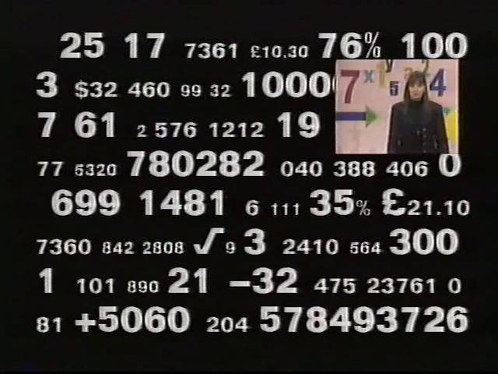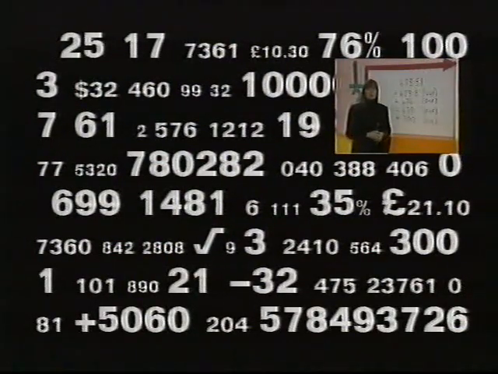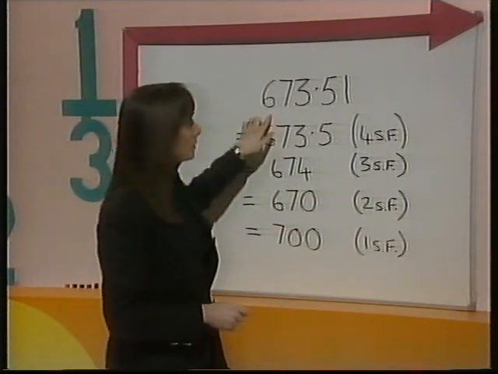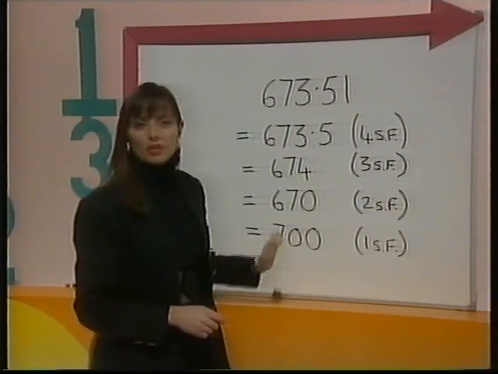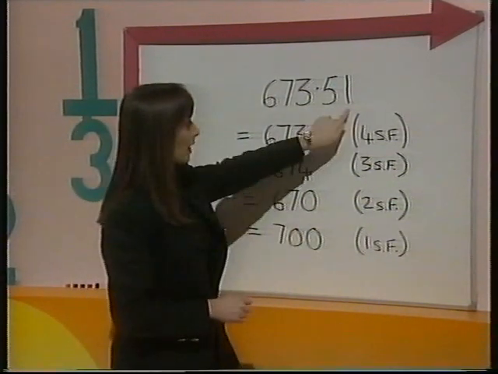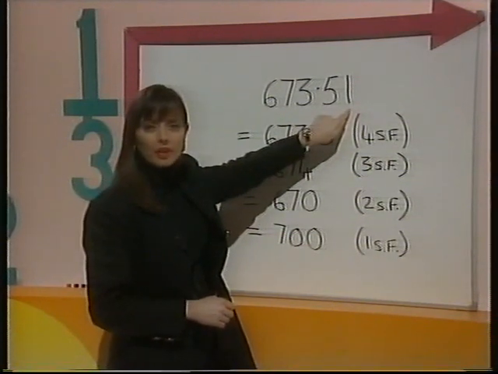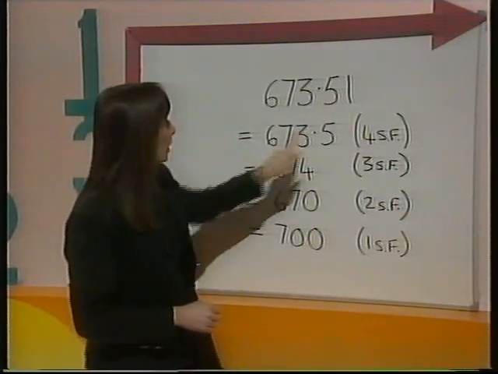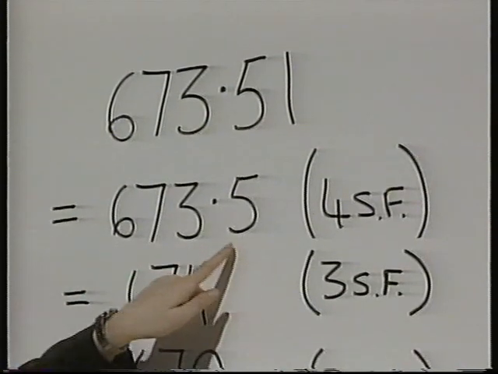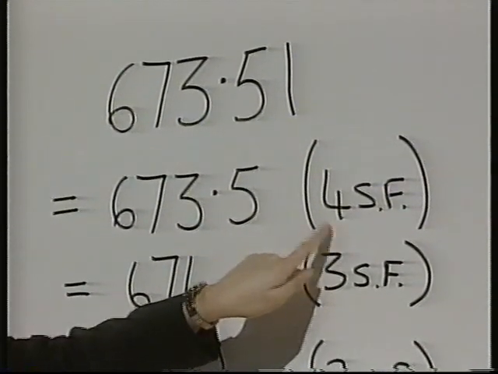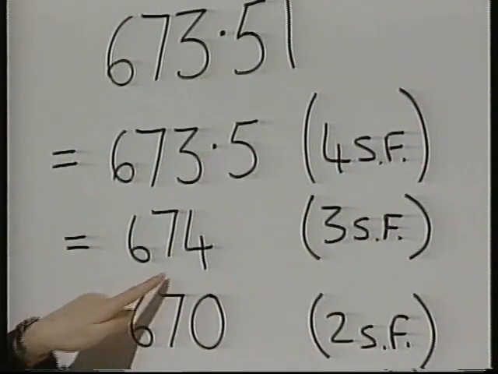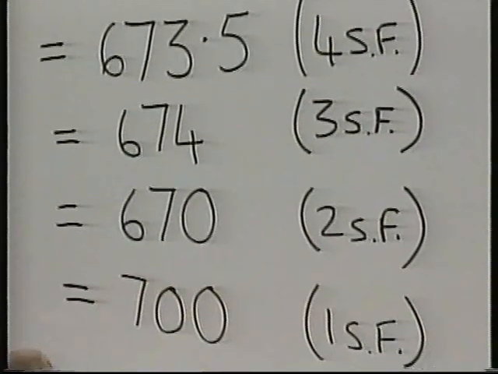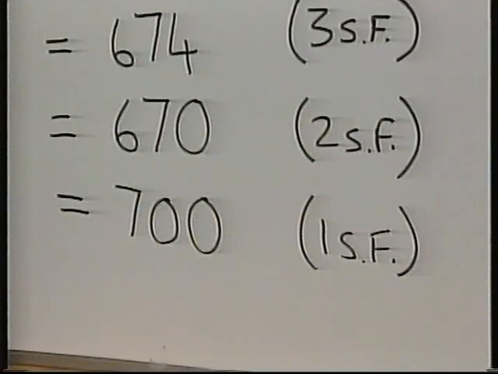There are basic tricks which you have to know about when you handle numbers. For instance, one way of simplifying numbers is to use significant figures. This number has 5 significant figures, 1, 2, 3, 4, 5. To reduce it to 4 significant figures, look at the 5th figure. If it's 5 or more than 5, add 1 to this number. Well, 1 here is less than 5, so this becomes 673.5 to 4 significant figures. Doing the same process again, we have 674 to 3 significant figures, 670 to 2 significant figures, and 700 to 1 significant figure.